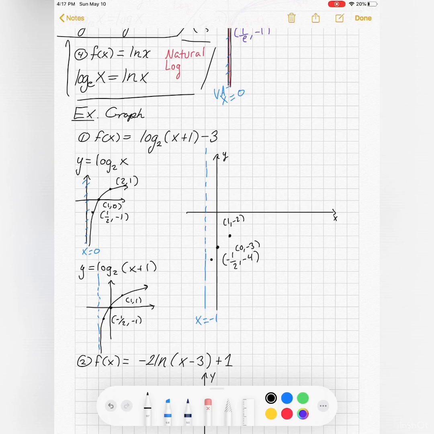Something like that. So I've got enough to graph that, I think. I'm just curious about one other thing. I'm curious what the x-intercept is going to be. So what if I set that whole function to 0?